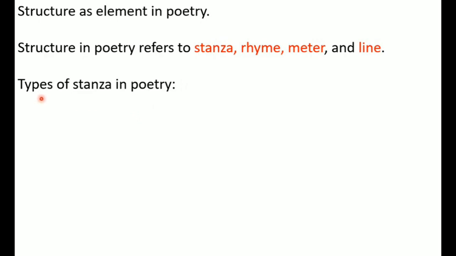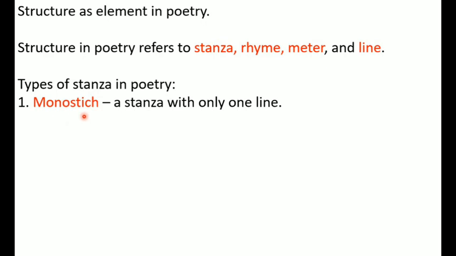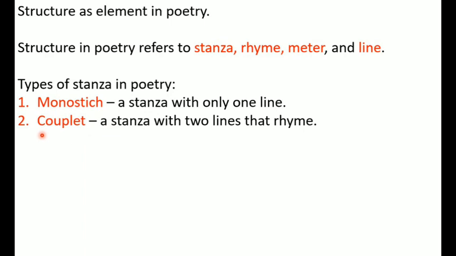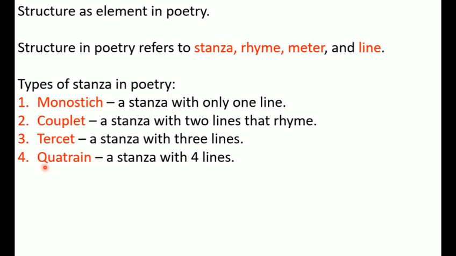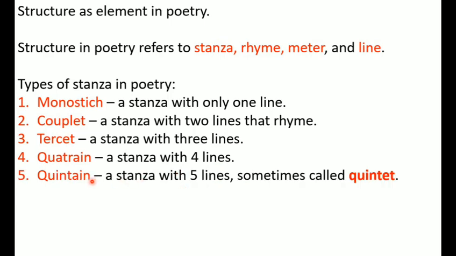Now, types of stanza in poetry. What are the types of stanza? We have monostich. This is a stanza with only one line. And then we have couplet. This is a stanza with two lines that rhyme. And then number 3 is tercet. This is a stanza with 3 lines. Number 4, quatrain. Quatrain is a stanza with 4 lines. And then we have quintain. Quintain is a stanza with 5 lines. This is also sometimes called quintet.